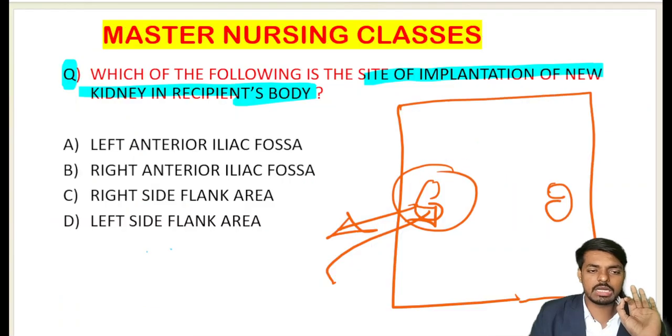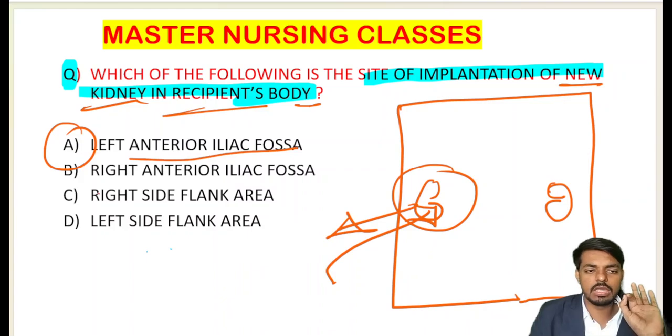The question is asking like this. Which of the following is the site of implantation of the new kidney in the recipient's body? Option A is the left anterior iliac fossa. Option B is the right anterior iliac fossa. Option C is the right side flank area, left side flank area.